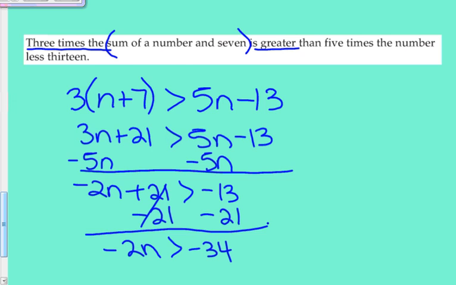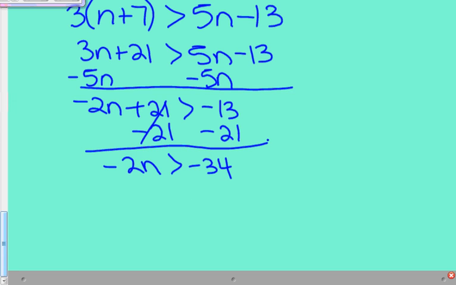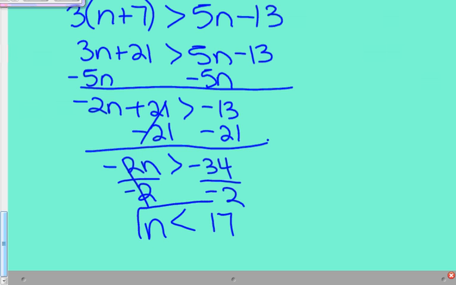Now I'm going to give us a little more room here. Now to get rid of our negative 2, we do it by dividing. And I brought a negative across with division, so I'm going to flip my sign around. N remains here, and then 2 will go into 34 17 times, and a negative divided by negative is a positive. And there's our answer. N can be anything less than 17. That's your lesson. I'll see you in class.